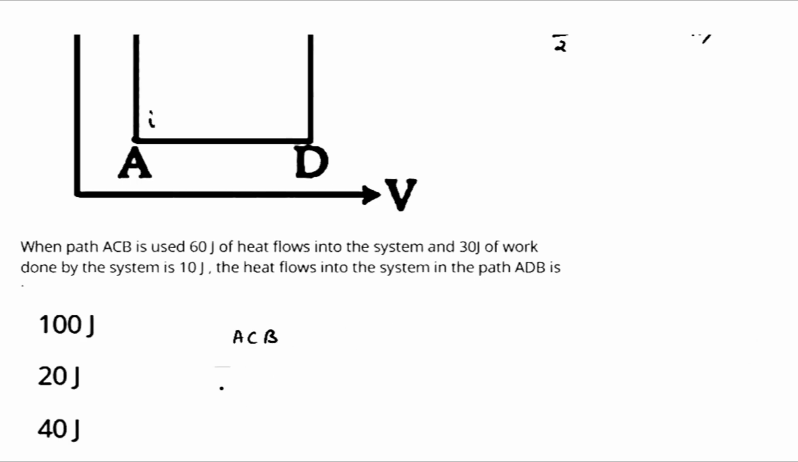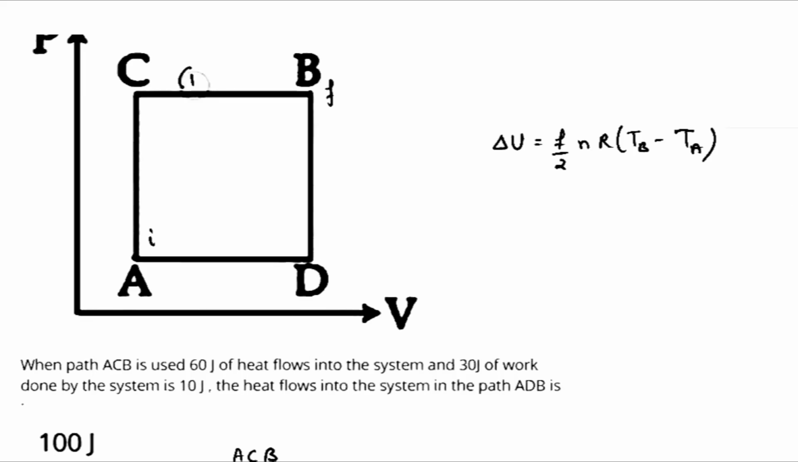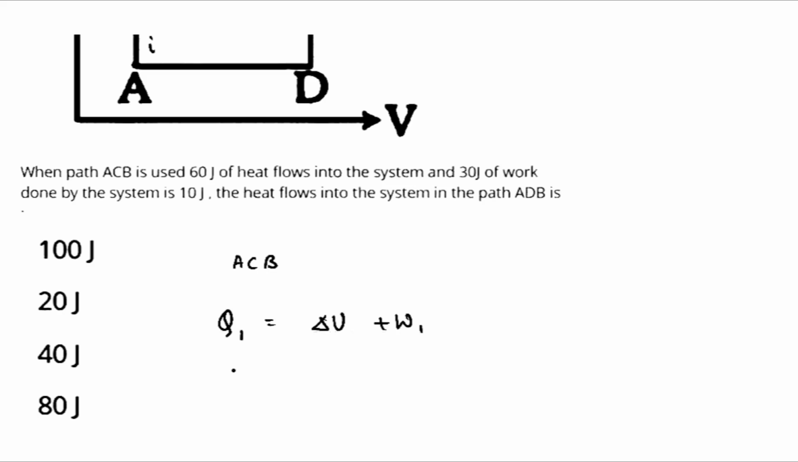From the first law of thermodynamics, I will write down the heat given in the first process is equals to the change in internal energy plus work done in the first process, and I said this process as first and this process as second. So I will write down the change in internal energy is equals to Q1 minus W1. Q1 is given, it is 60 joule and work done in the process is 30 joule. So it will be this.